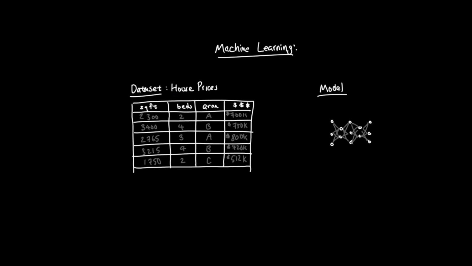Machine learning has the same issue. We do not just want the model to memorize the house prices in the dataset. We want it to generalize, meaning we want it to make good predictions on new homes as well. This is why we split the data into different sets.